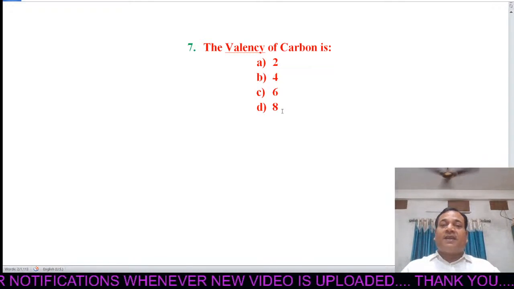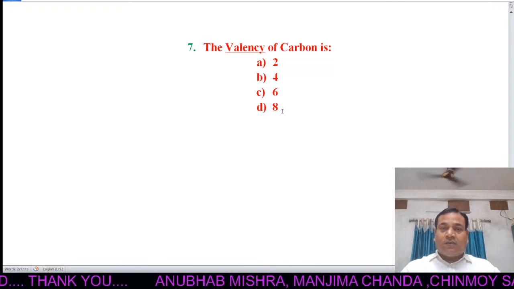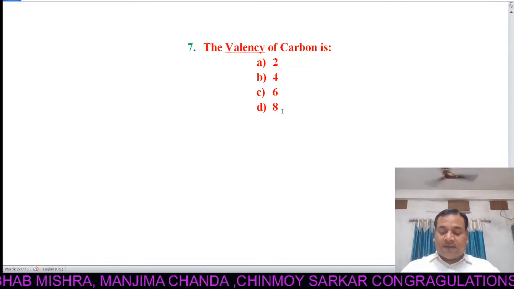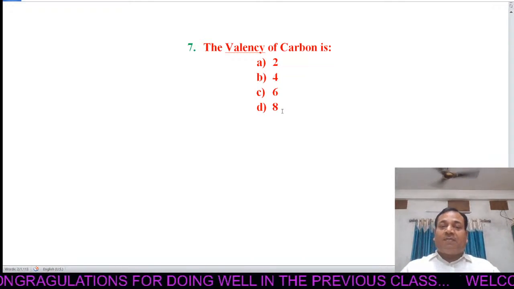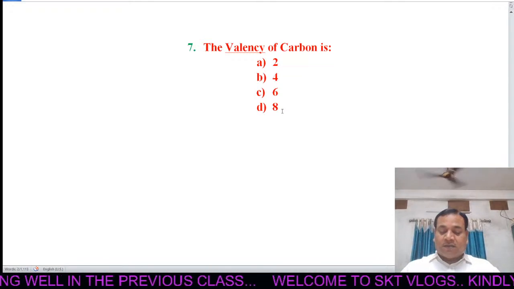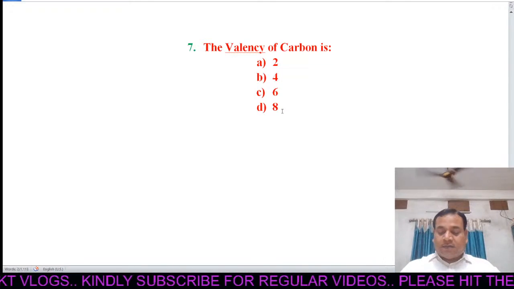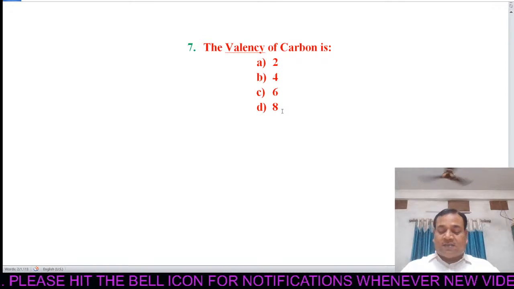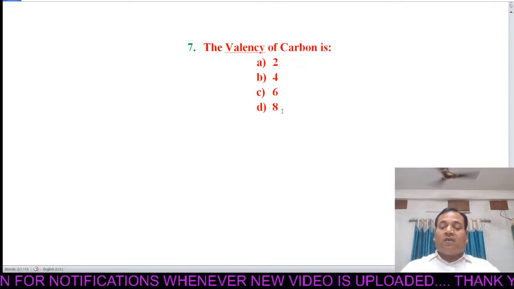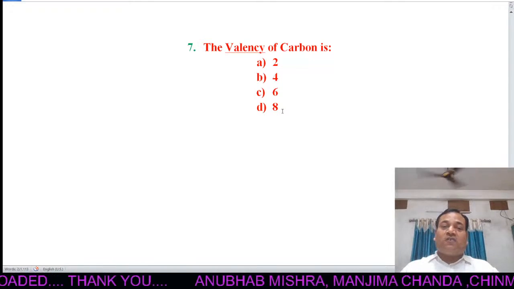The valency of carbon is what? No, it's not 7A. Yes, Kusumita Ghosh replied correctly. The valency of carbon is 4. Babita Bhagat replied 4. Trisha Das also replied correctly. So, we have already received correct answers. The valency of carbon is 4.